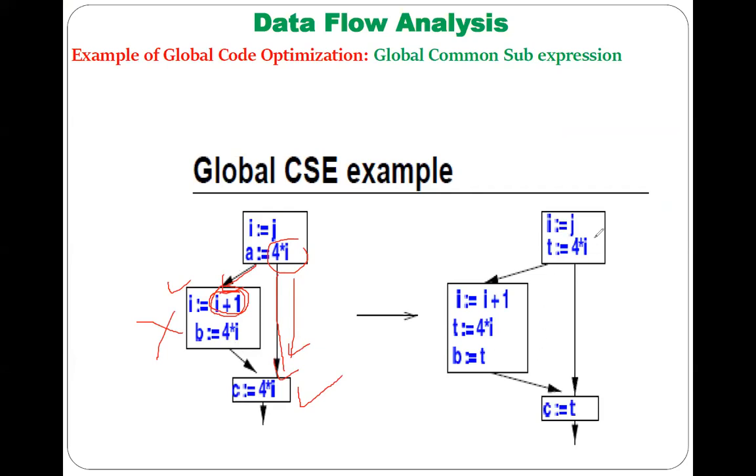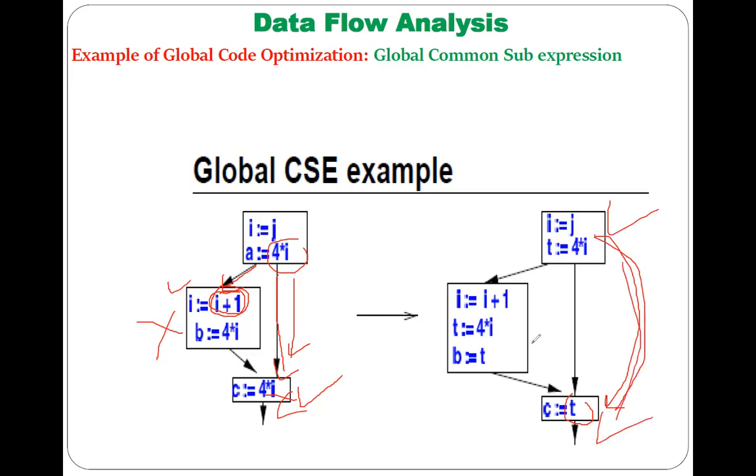So you can do the optimization between these two blocks. You can remove this, and instead of that, you can write T. So this is nothing but the common sub-expression elimination. That is global common sub-expression elimination. Why is it called global common sub-expression elimination? Because while doing this optimization, you have to interact with two basic blocks. This basic block and this basic block.